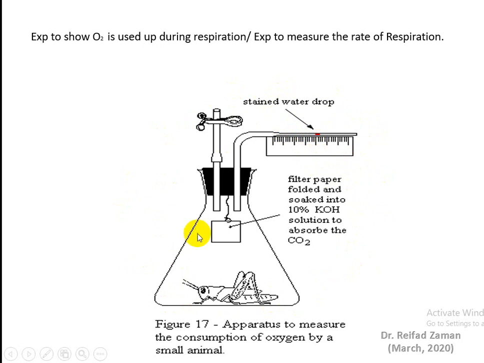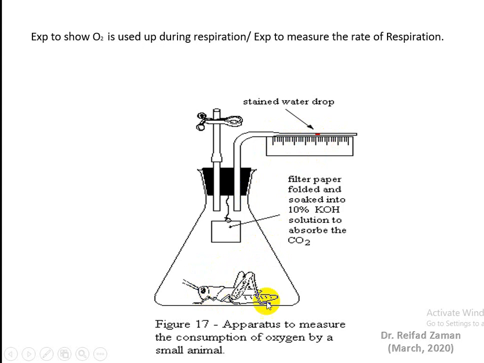This experiment proves that oxygen is used up during respiration. So how do we understand from a moving droplet that oxygen is being absorbed here? It's very simple. You see, the apparatus is a closed chamber, right? So air can neither come in nor go out. If air has to pass, it has to pass along this line. There is no other open channel here.